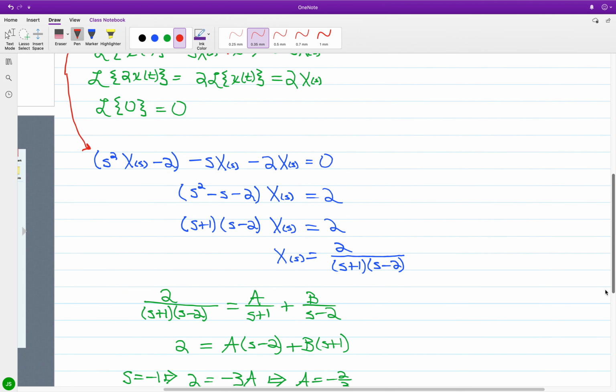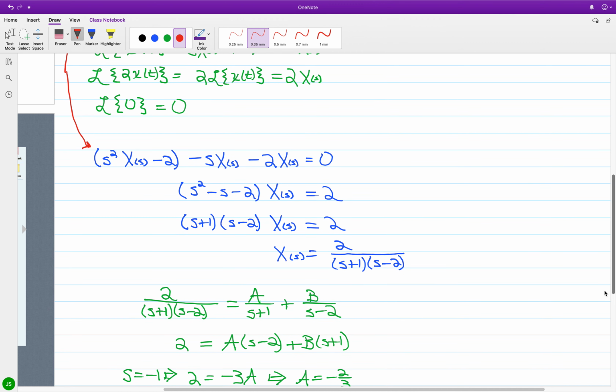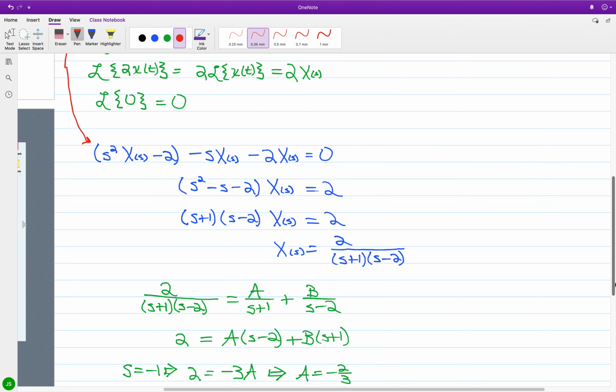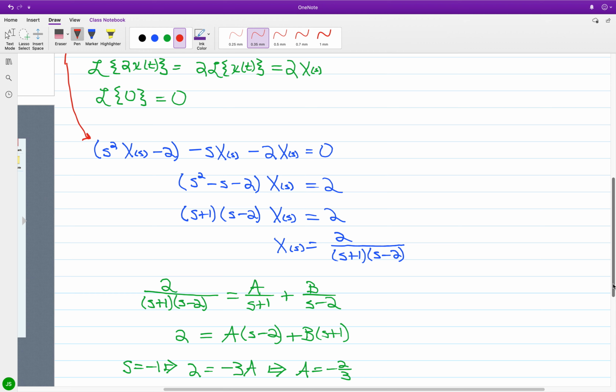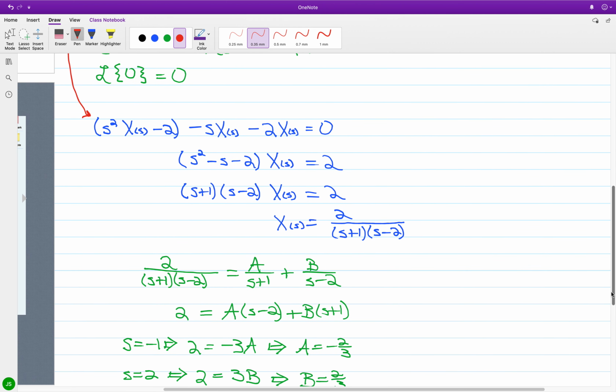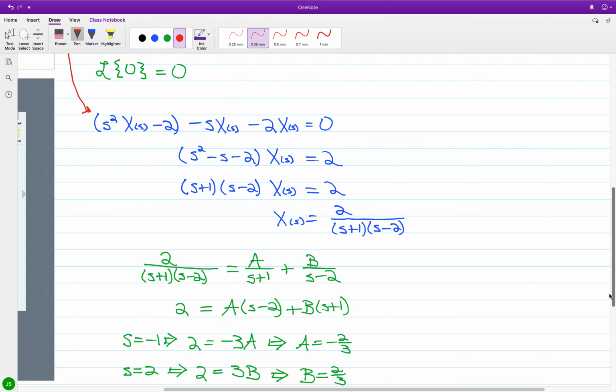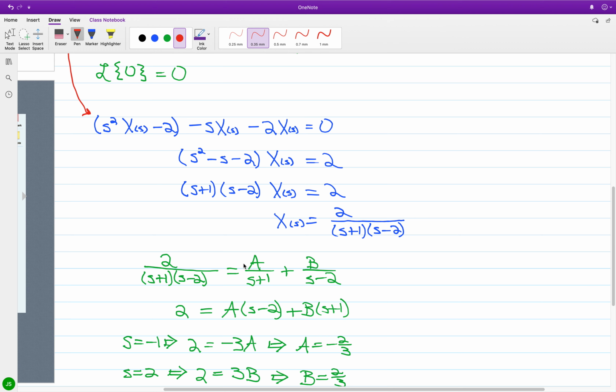We have a couple of zeros that we can apply. We can solve for A if we set s to -1. With B going out, we have -1 minus 2 is -3, so -3A equal to 2, and A is equal to -2/3. Then we can set s equal to 2 and solve for B: 2 is equal to 3B, so B is equal to 2/3. So with the partial fractions, A is -2/3 and B is 2/3.